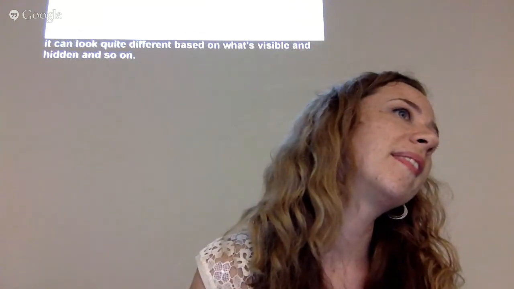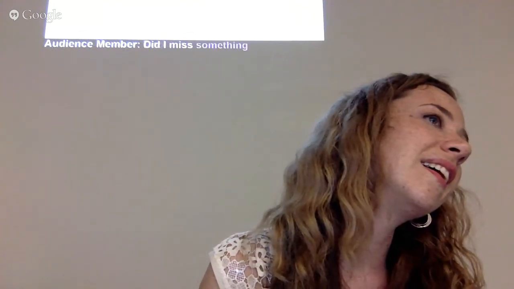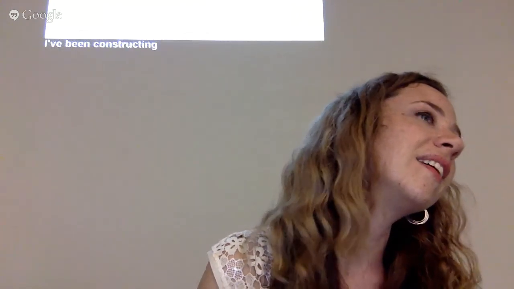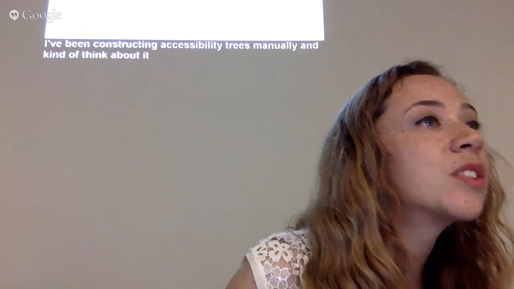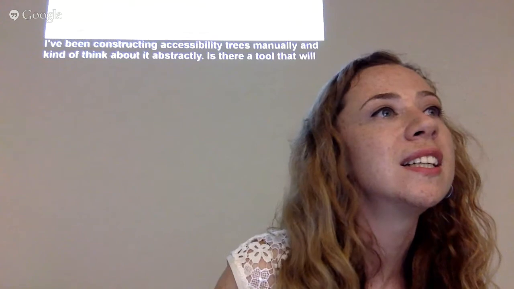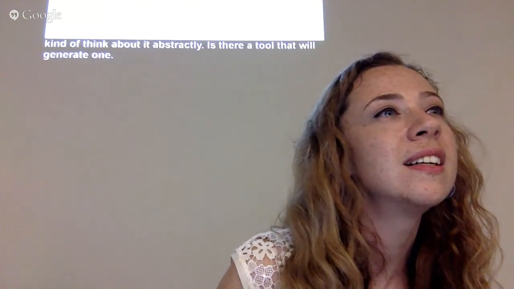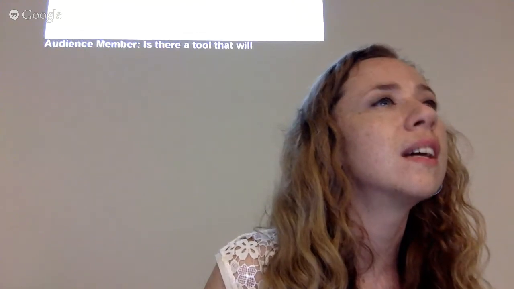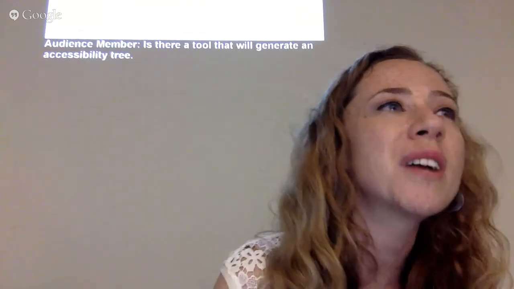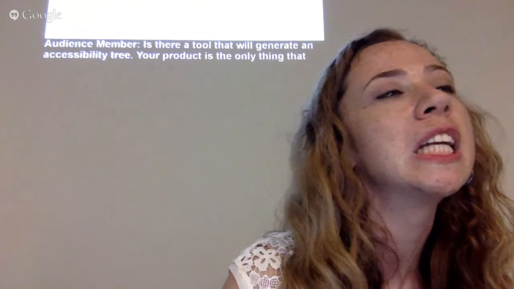Maybe I missed something, but I've been constructing accessibility trees manually and kind of think of it abstractly. Is there a tool that will generate one? How do you mean generate? Sorry, is there a tool that will generate accessibility trees? It's really just what you're talking about. I'm sorry, I don't follow what you mean by generate.